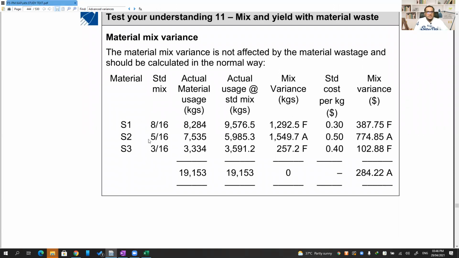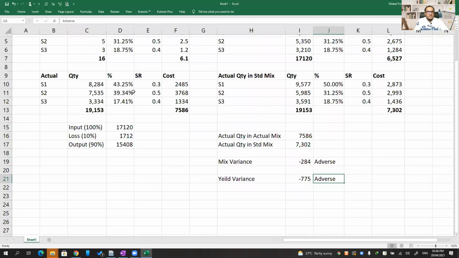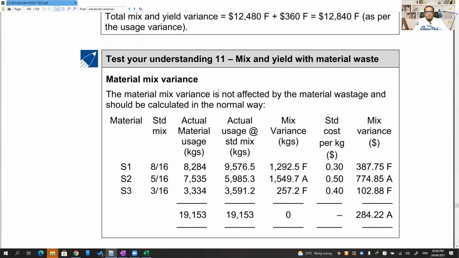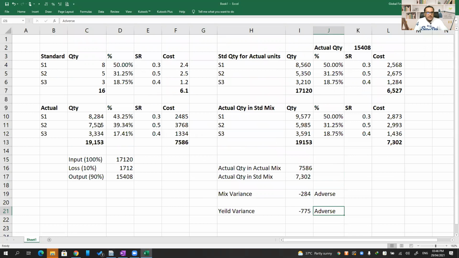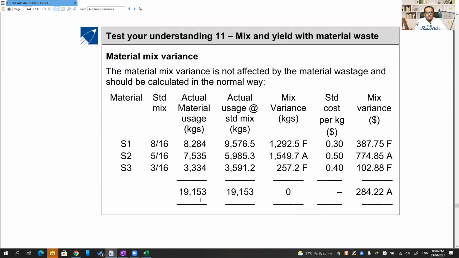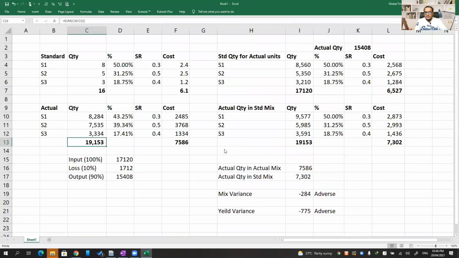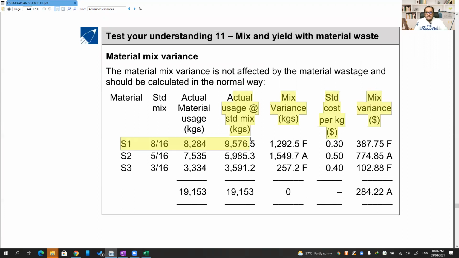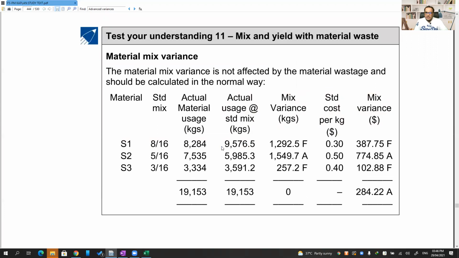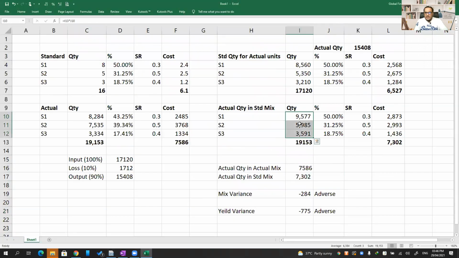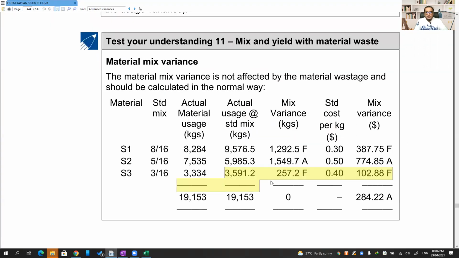So standard mix is 853. 853, okay, this is all fine. So actual material usage 82847535 and triple 34, okay, 19153, that is clear. Actual usage at standard mix, this is what they are trying to tell you. 9577, yeah, 9577, 5985 and 3591. Yes, these figures are fine.